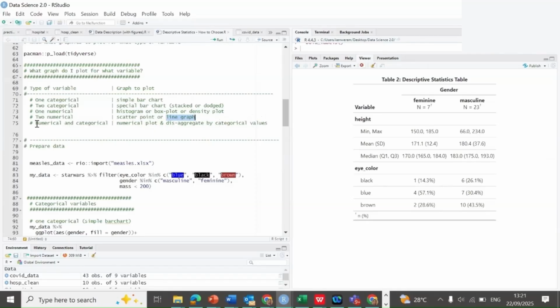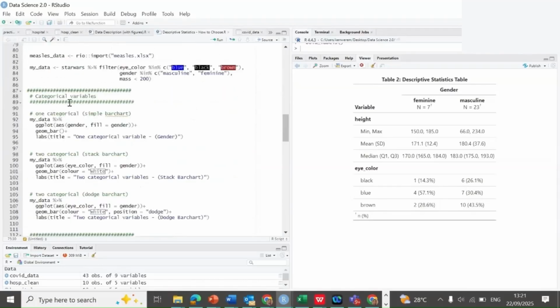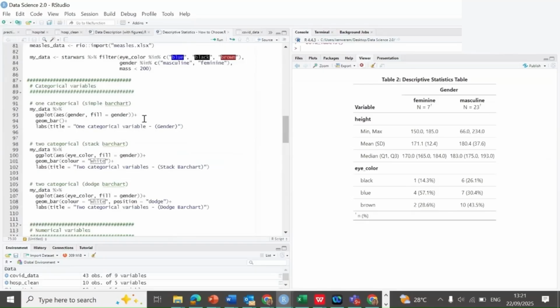trend. Then when you have a combination of a numerical and a categorical variable, you make the plot of the numerical variable, which can either be a histogram, box plot, or density plot, and then you disaggregate by the categorical variable. Okay, we'll see examples of all of this now. Okay, so let's look at one categorical variable, which we said is a simple bar chart. So we're going to plot a graph or a chart of gender now to see how we use a simple bar chart to describe a categorical variable.